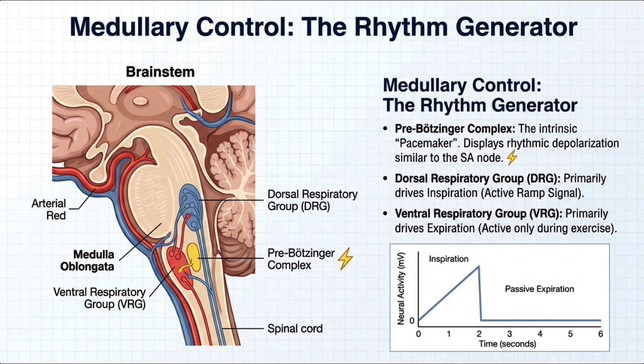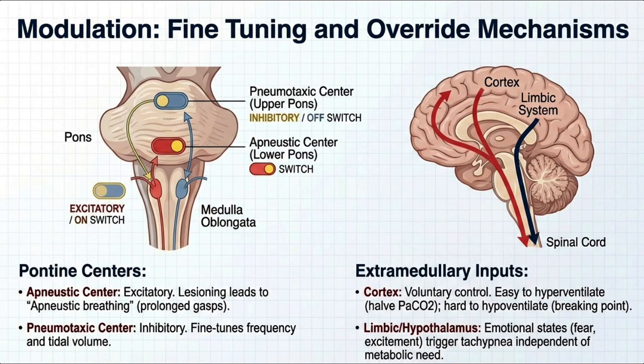The ventral group has both inspiratory and expiratory neurons, and it really gets involved when you need active expiration, like during exercise. And then there's the pre-Bötzinger complex. This was a huge discovery. We now believe it's the primary pacemaker, the thing that generates the basic rhythm of breathing. And sitting just above that in the pons, you have the apneustic center, which tends to be excitatory, and the pneumotaxic center, which helps fine-tune things by sending inhibitory signals to help shut off inspiration.